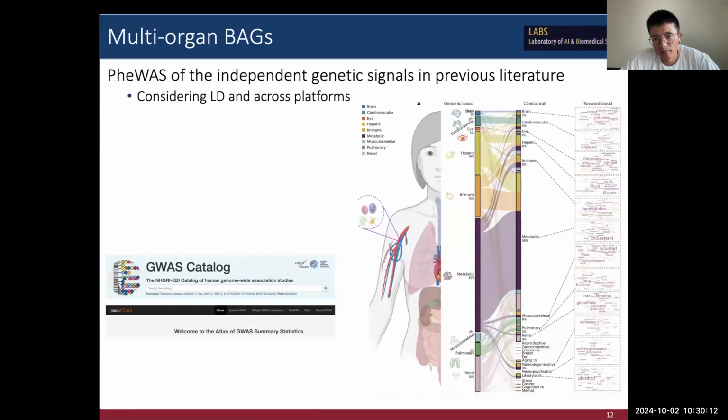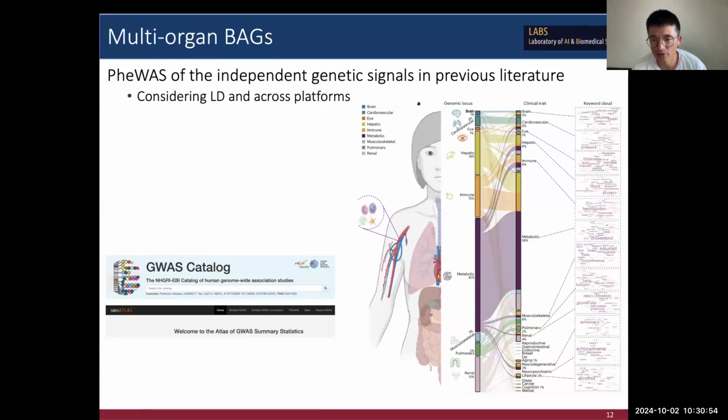And here we take a more considered approach. We fully considered the linkage disequilibrium, the LD, and we also performed the analysis across 2 different platforms. The first one is the GWAS Catalog, and the second one is the GWAS Atlas. The figure on the right side shows the genomic loci, or independent signals, for the non-brain BAGs linked with previous literature, clinical traits in the literature. And the cloud plots just show the frequency of those traits in each organ category.